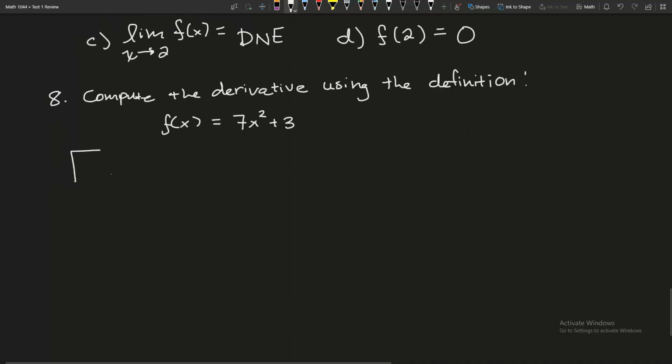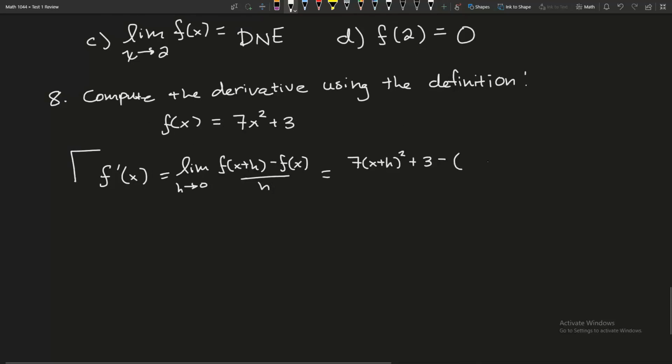So the definition, remember, f prime of x is given by the limit as h approaches 0 of f of x plus h minus f of x over h. This is just the general definition. So if we plug that in, we would have 7 times x plus h squared plus 3, and then we would subtract f of x, which is 7x squared plus 3.